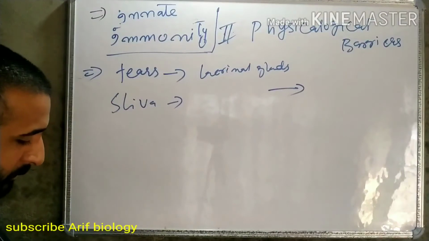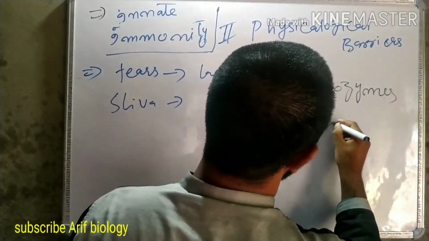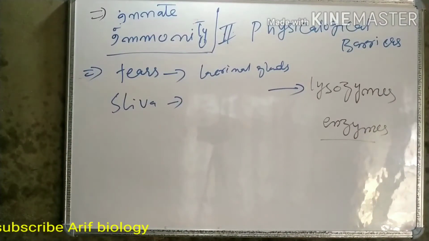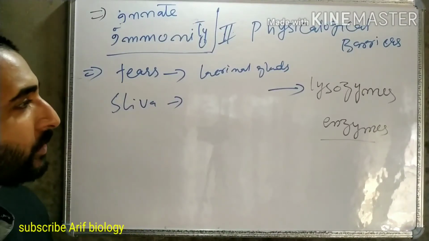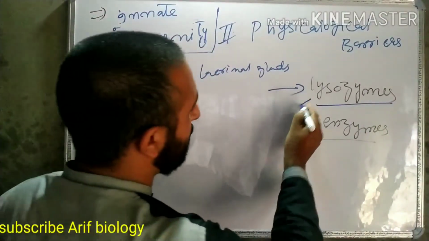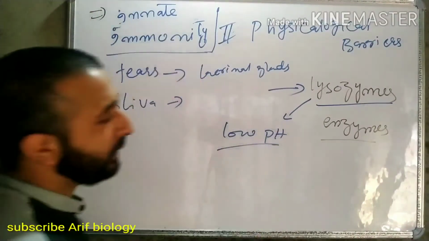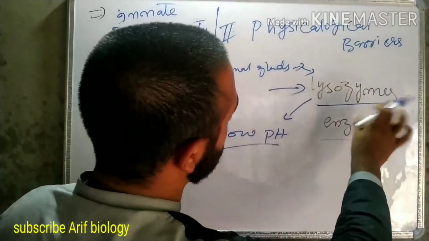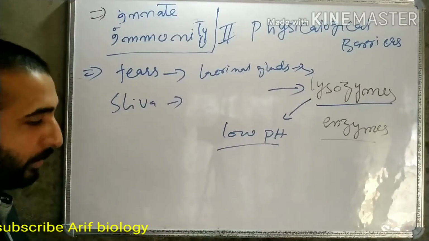These secrete lysozymes. What are lysozymes? I will tell you. Lysozymes are enzymes. क्या होता है? Sometimes we eat food and this food contains a lot of pathogens, that's antigens, and these antigens are killed by these lysozymes because these lysozymes have low pH. They are acidic type, so they kill these foreign particles. And tears are secreted by lacrimal glands. They also do the same function like the lysozymes. ठीक है? It does not allow the foreign particles to invade inside the body.